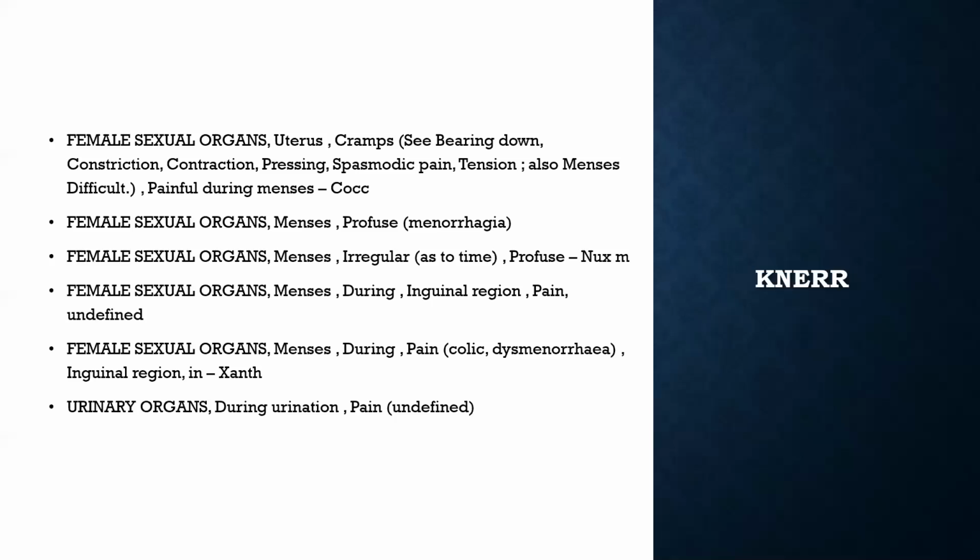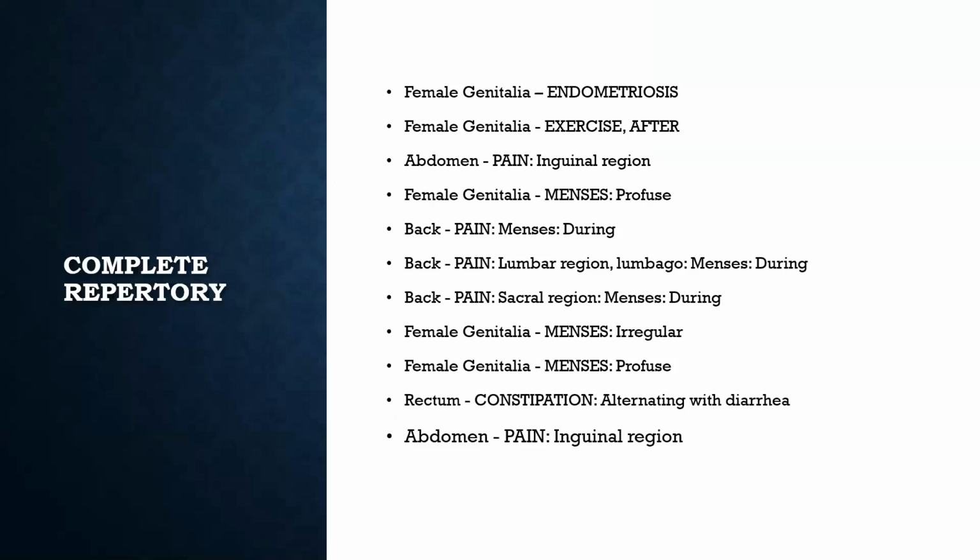And urinary organs, during urination, pain. If you go to the complete repertory, there is a rubric as such, endometriosis, female genitalia, endometriosis. And other rubrics which we can actually think about when we see the symptoms are exercise after, abdomen, pain, inguinal region. There are the other same symptoms which are converted into the rubrics. One rubric you can see, rectum, constipation alternating with diarrhea. This is an important rubric.